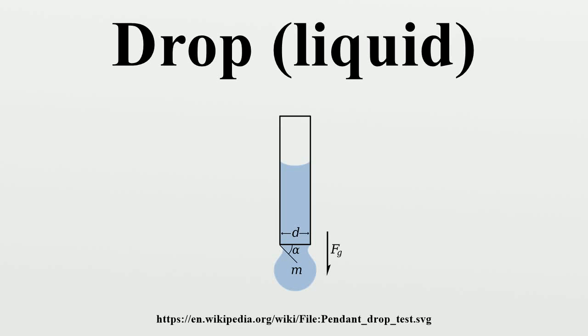A drop or droplet is a small column of liquid, bounded completely or almost completely by free surfaces. A drop may form when liquid accumulates at the lower end of a tube or other surface boundary, producing a hanging drop called a pendant drop. Drops may also be formed by the condensation of a vapor or by atomization of a larger mass of liquid.